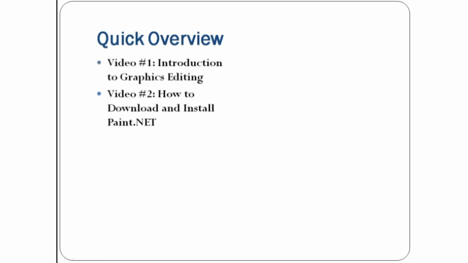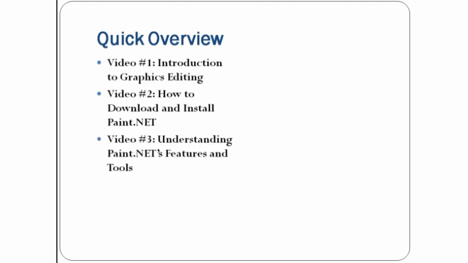First of all, this is video number one. Video number two, we're going to talk about how to download and how to install paint.net. And downloading and installing is easy, but how do you set it up and everything like that? Video number three, we're going to talk about understanding paint.net's features and tools. So we're going to go throughout the whole paint.net system in terms of the basic fundamentals, and I'll show you how to use certain tools, what tools mean, and this and that. That way you have an idea of how everything works, and then you understand when we move on to video number four and so forth, how to actually use the system.